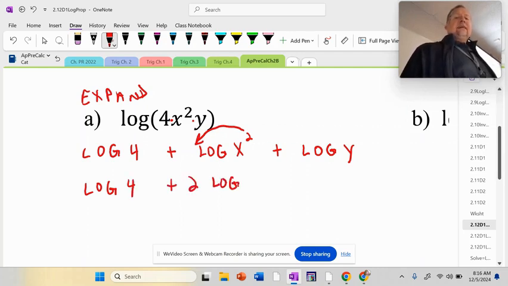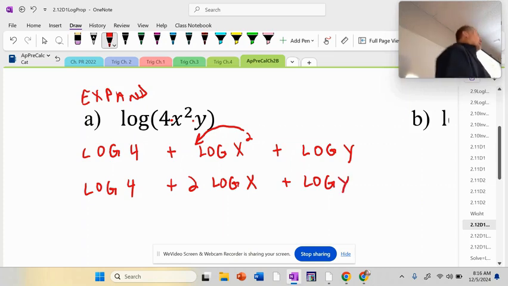All right, the x has a squared on it, so that logarithm should have a 2 in front of it. The others do not have a squared on it, so there better darn well not be a 2 in front of those.